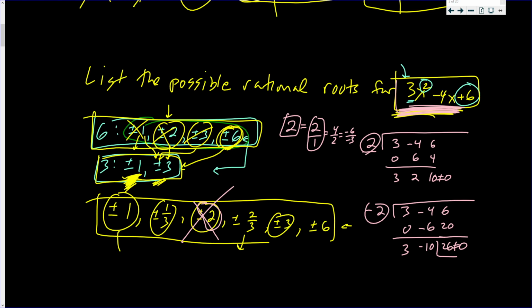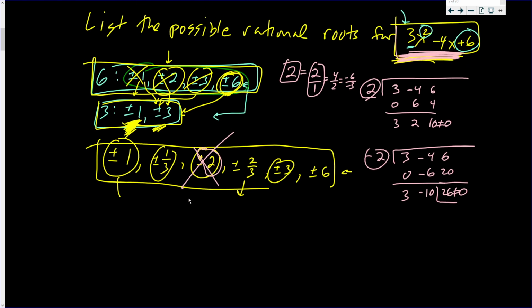Now, just for the record, once you find one, let's just say 2/3 is a 0. It probably isn't, but let's make believe. 3x squared, negative 4x, and 6. Put a 0 down. We put our numbers here, and it ends up that we get 0 here.